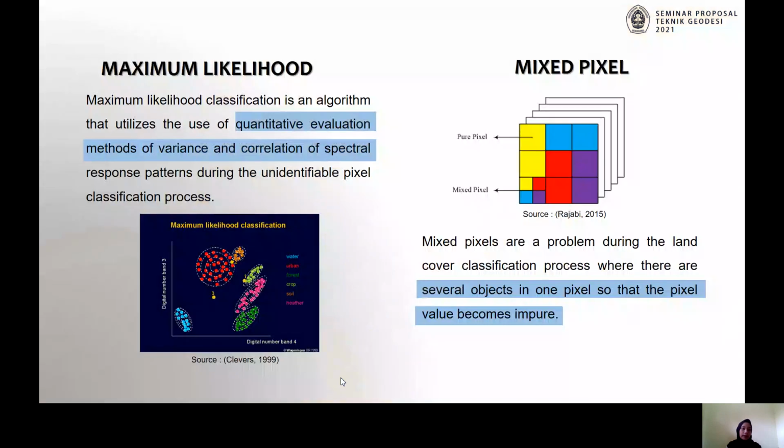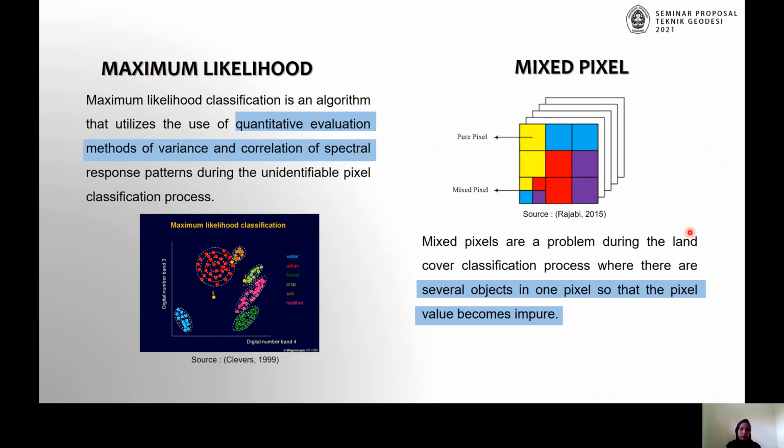Moving on to this slide, maximum likelihood. Maximum likelihood classification is an algorithm that utilizes a quantitative evaluation method of the variance and correlation of spectral response patterns. Let's move to mixed pixel.